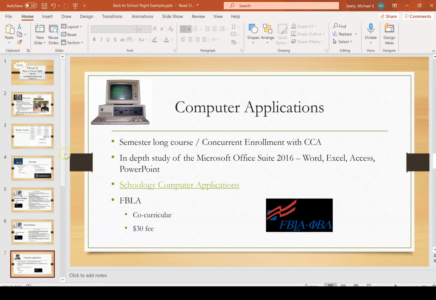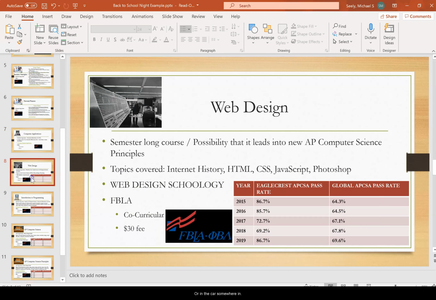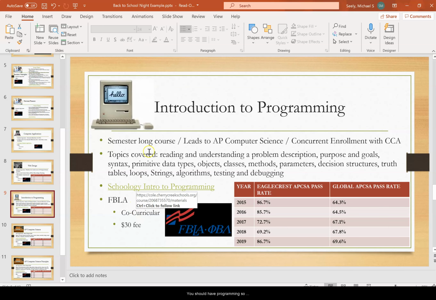Alright, so let me find the class that we're in. Intro to Programming is a semester-long course that leads to AP Computer Science, and it's a concurrent enrollment class with the Community College of Aurora. I sent concurrent enrollment papers home this last weekend, so you can get college credit for taking this class at the high school level, because I've got all the degrees and qualifications for it.